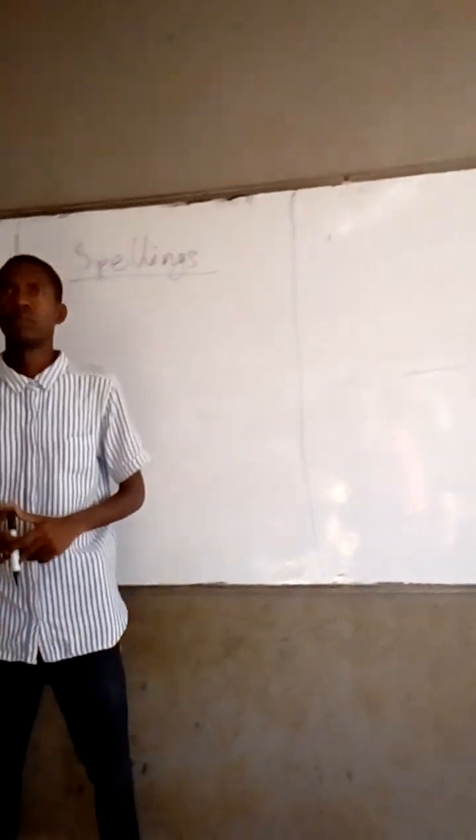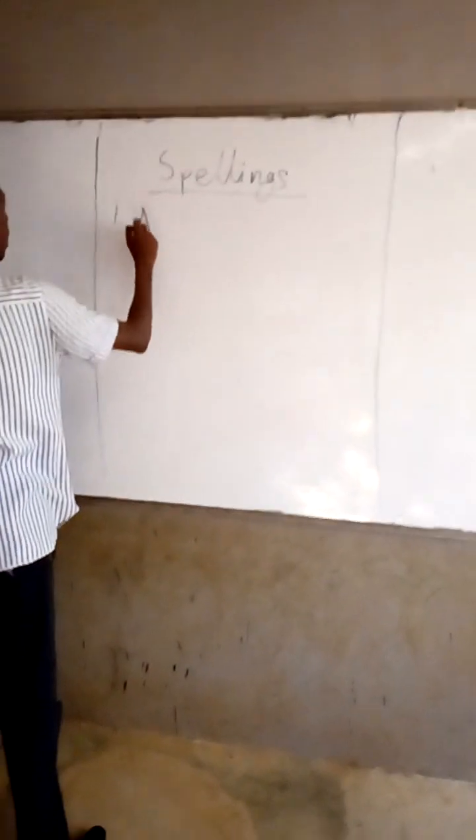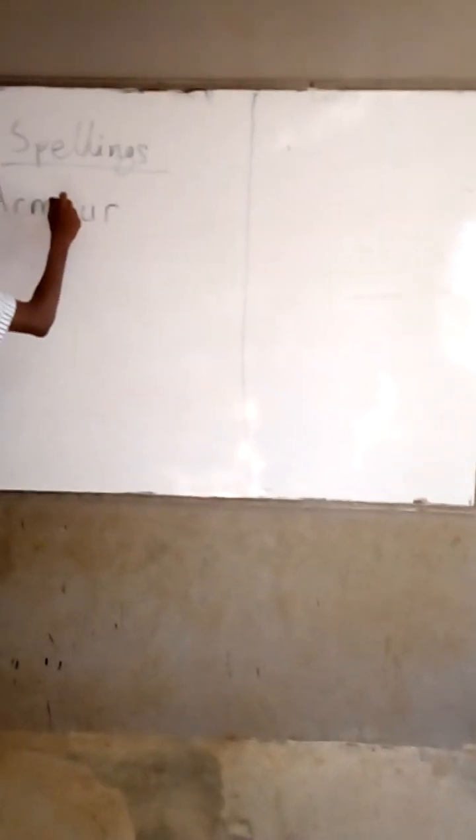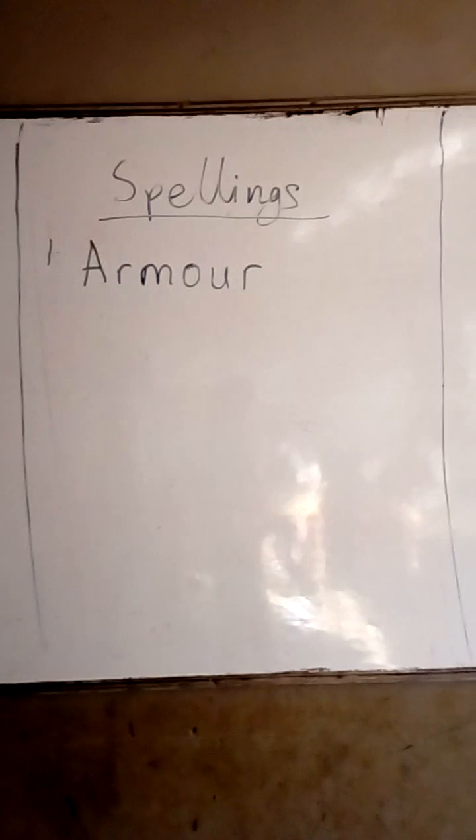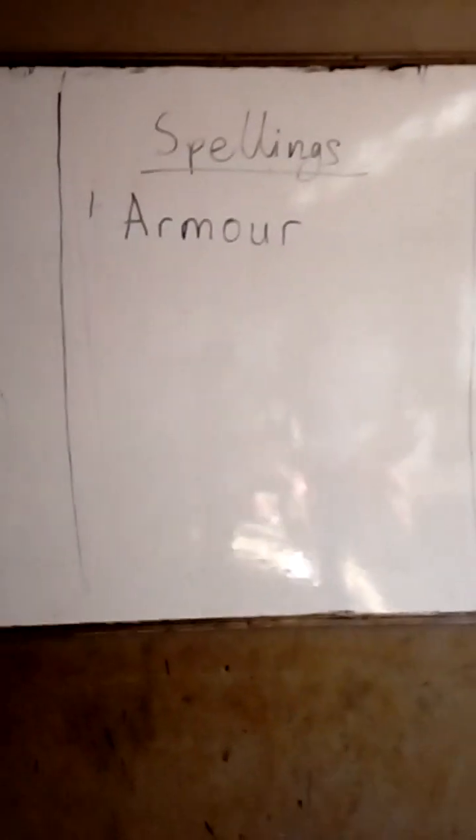Armor. A-M-O-U-R. No, you are wrong. The spelling of armor is A-R-M-O-U-R. Armor. A-R-M-O-U-R. Armor. The second word I'll be introducing to you is calculation.